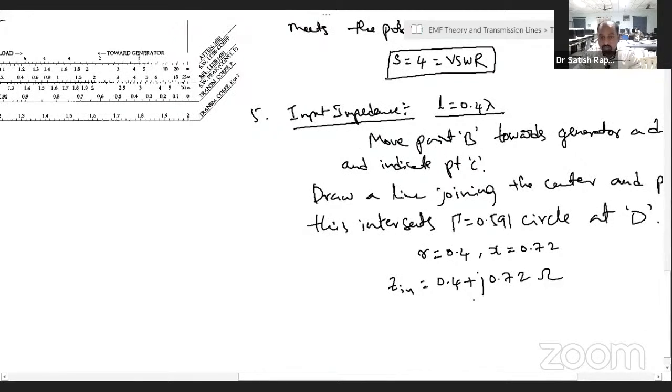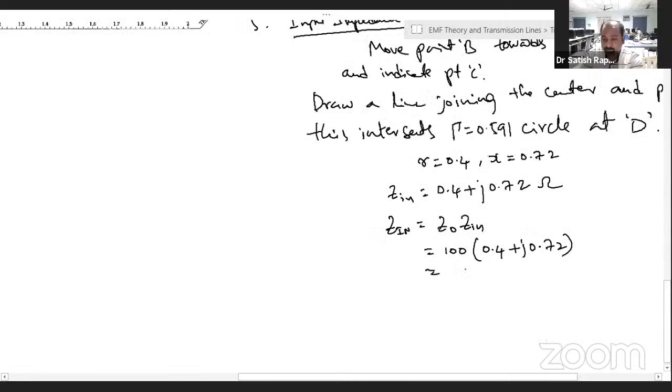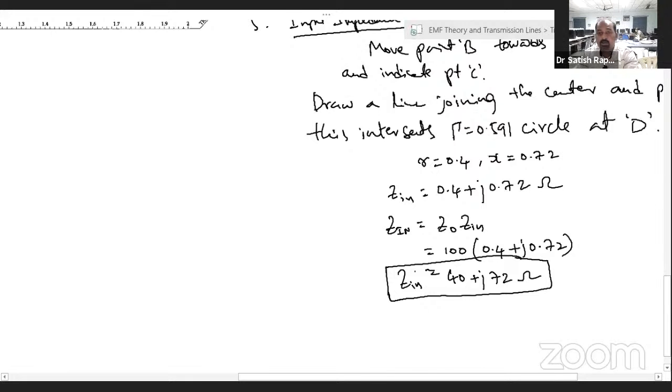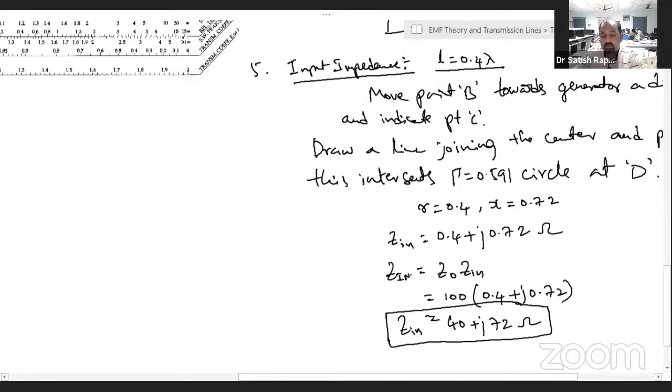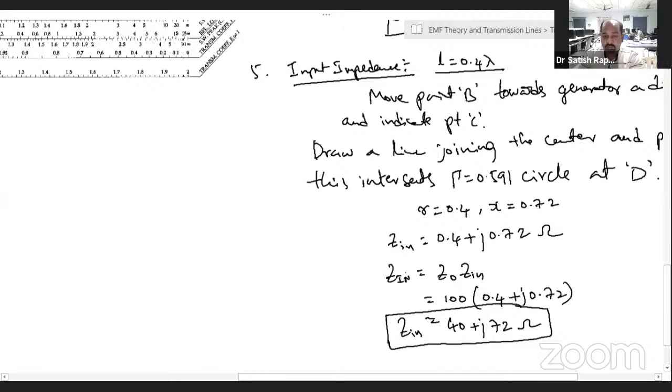One more thing: the input impedance which you have measured from the Smith chart is the normalized value. If you want the absolute value, the input impedance is equal to Z0 into Zn. Z0 is 100, that is the given value, times 0.4 plus j0.72. So you will get 40 plus j72 ohms. This is the input impedance of the transmission line. So this is the fifth point, and this is the procedure to determine the input impedance using the Smith chart.